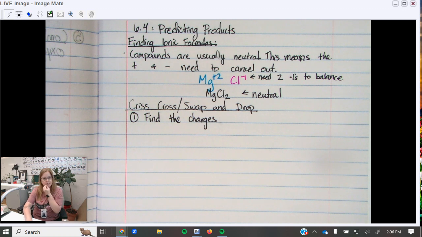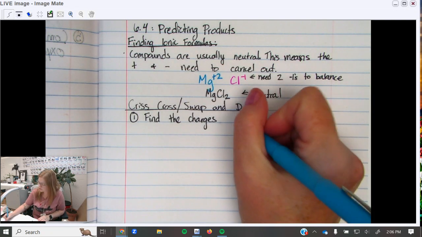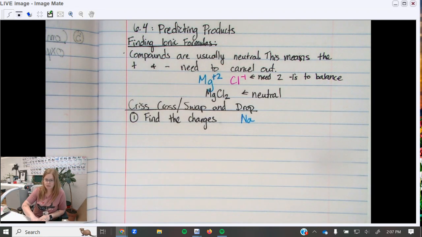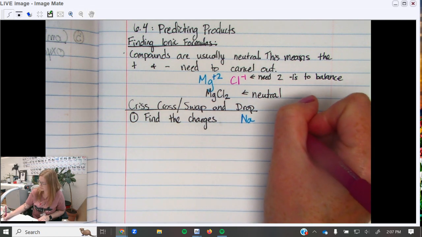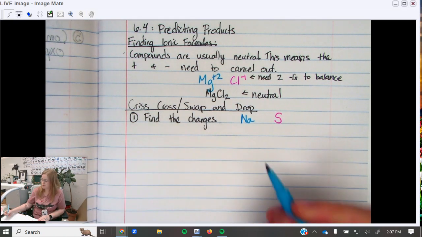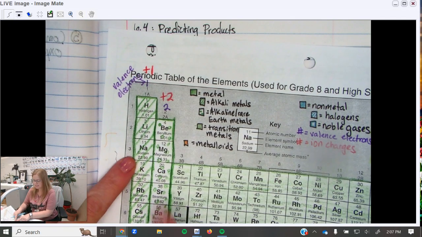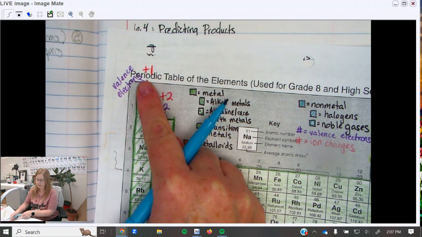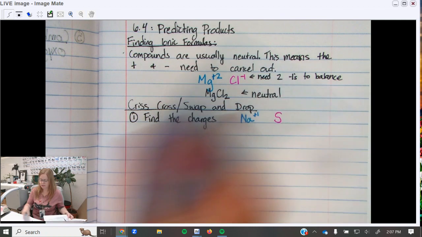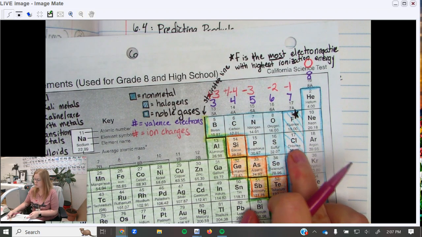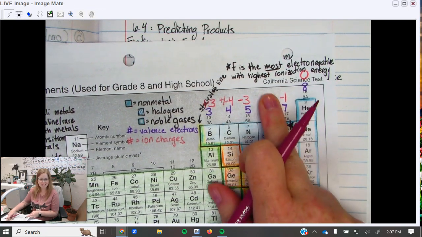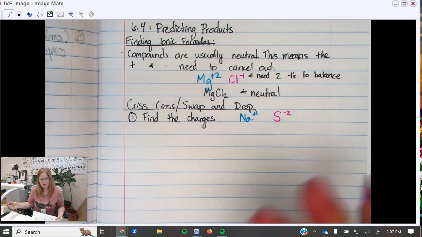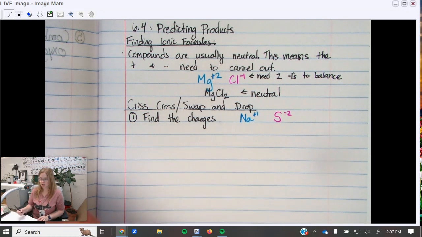Okay, so for our example, let's do one that is different from the one that I just did. So let's do Na and S. Okay, so Na is sodium, and I see Na here, it's in the +1 column, so it has a +1 charge. Chlorine is in the -1 column. Oh, nope, we're looking at sulfur. Sulfur is in the -2 column, so -2. All right, we found the charge.